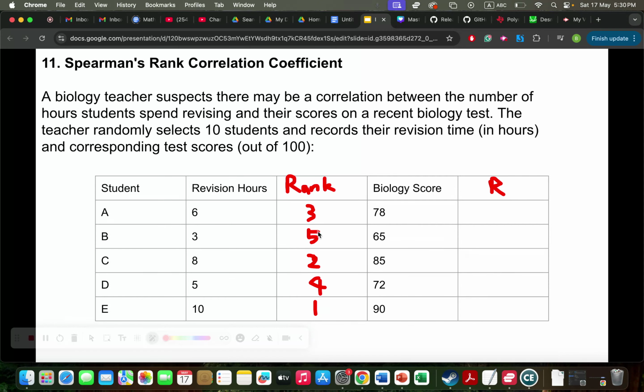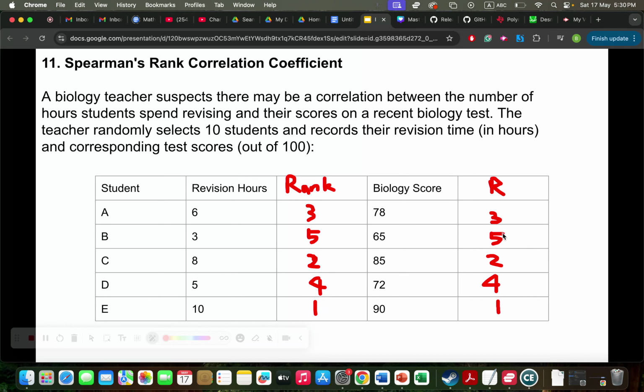And the biology score, you do the same thing as well. This will be rank 1, this will be rank 2, 3, 4, and 5. Okay, very much a coincidence when it comes to this.